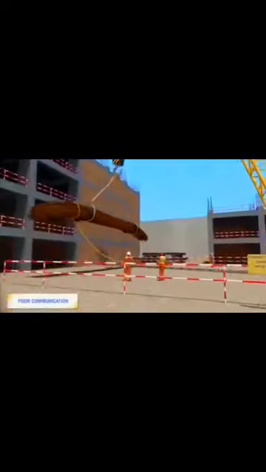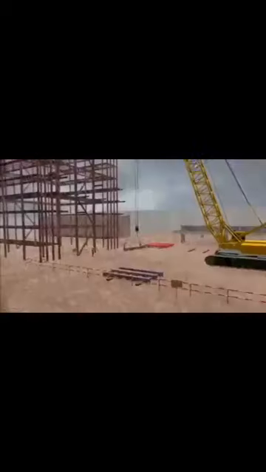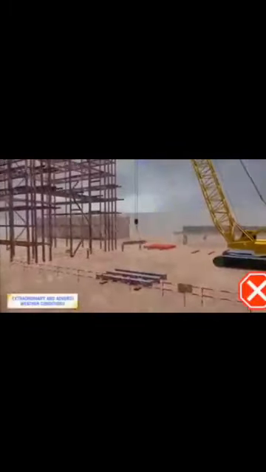Poor communication between banksman and lifting equipment operator. Using equipment in extraordinary and adverse weather conditions. Equipment used for material handling.